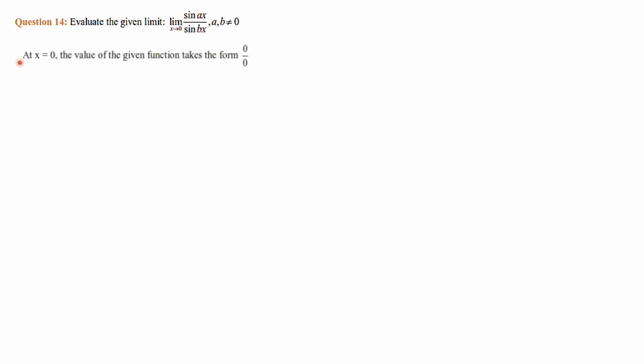Question number 14. Evaluate the given limit. Limit x tends to 0, sin ax by sin bx, a comma b not equal to 0. Here if you substitute directly 0, it will come in 0 by 0 format, indeterminate form. At x is equal to 0, the value of the given function takes the form 0 by 0. But we can use the formula here.